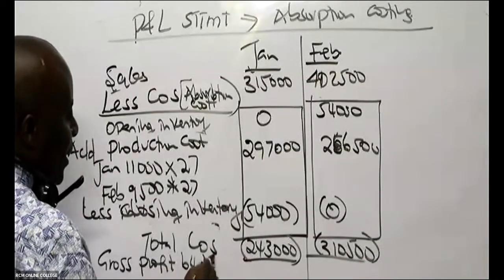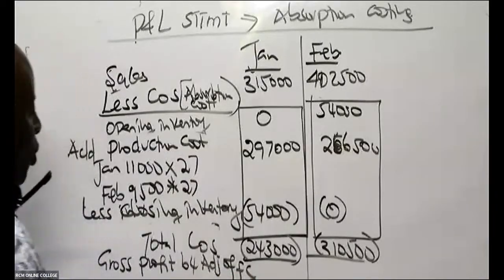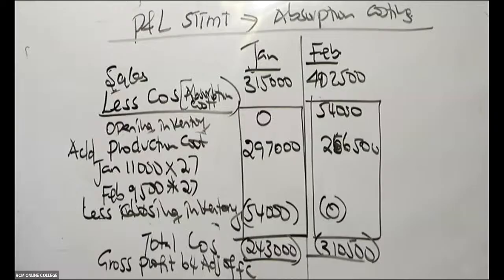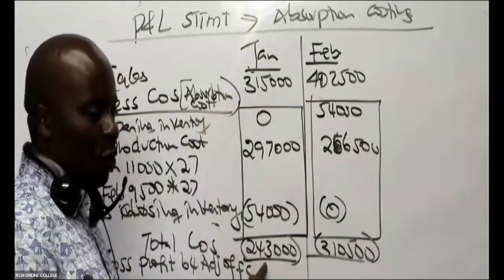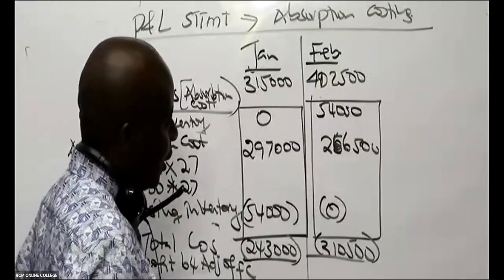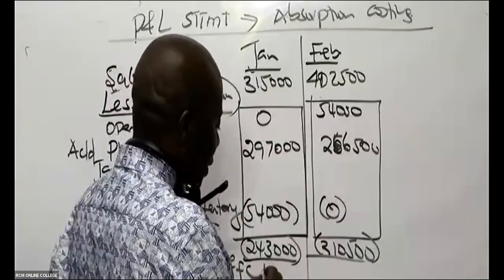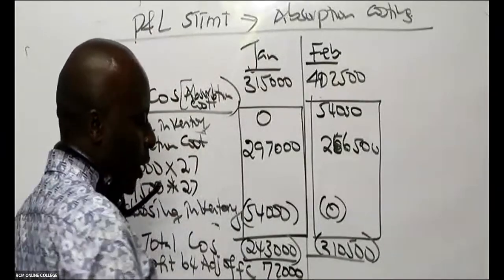Gross profit before adjustments of fixed costs. So how do you get this gross profit before adjustment of fixed cost? You take the sales revenue, you subtract this 243,000. So the first one I'm being told is 92,000. They're telling me that is February. The first one is 72,000. And then the second one is 92, right?